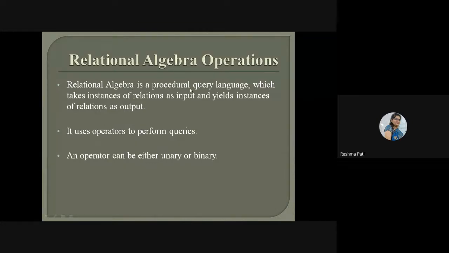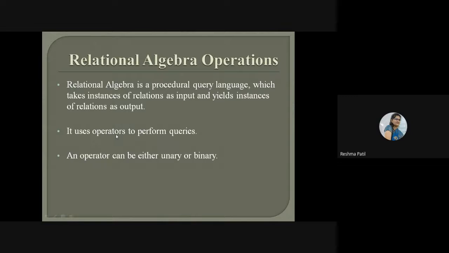We have to write a query. This is a query language, but here we are using procedures. Procedural query language. Here in this, we will apply a query on a particular table. That means the query is the input. It takes instances of relations as input and yields instances of relation as output. On the basis of that query, we will get some result as output. That is also your relation. Relation means all the parts which we require in output, all that part will be shown here.